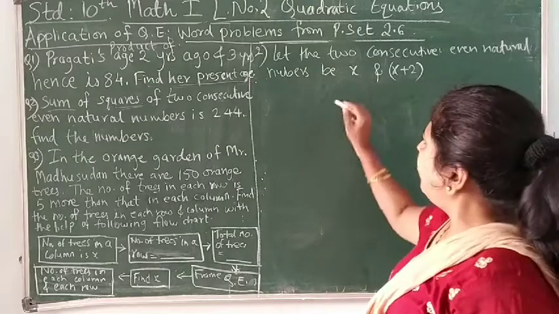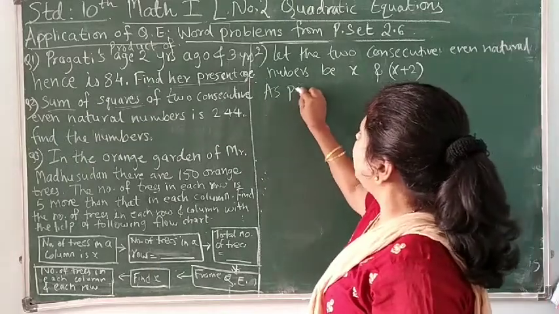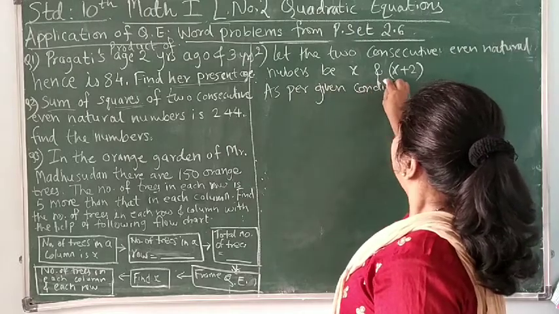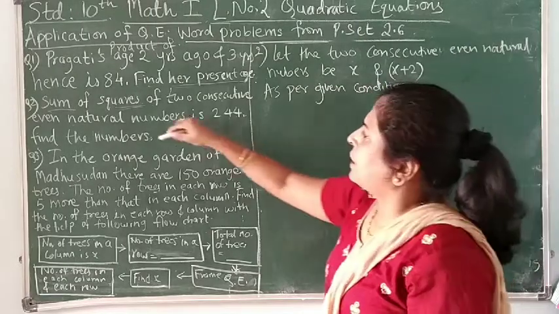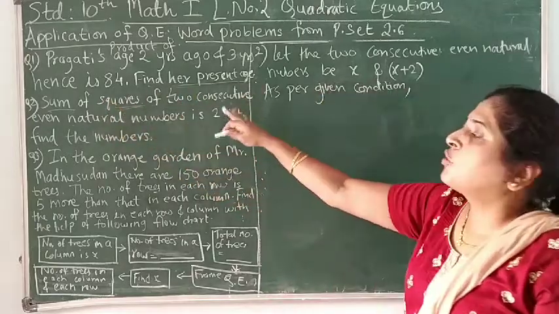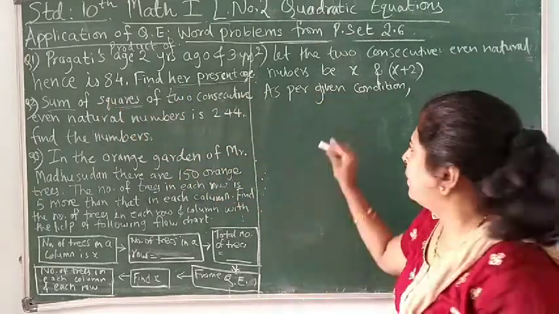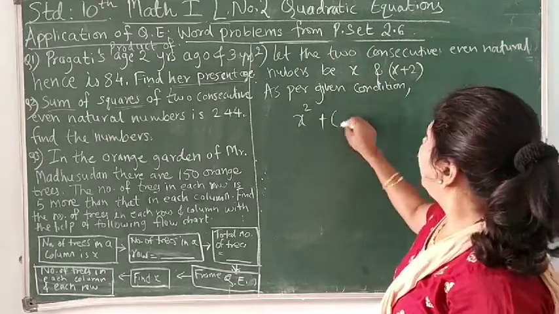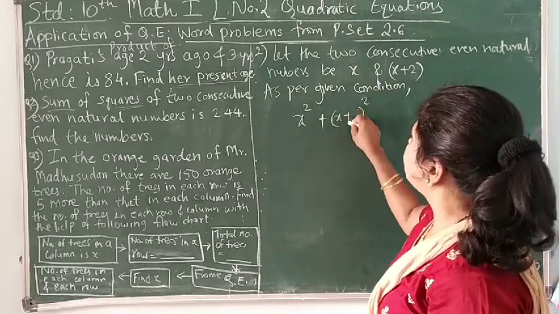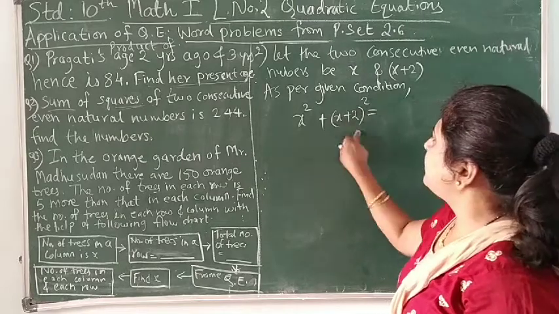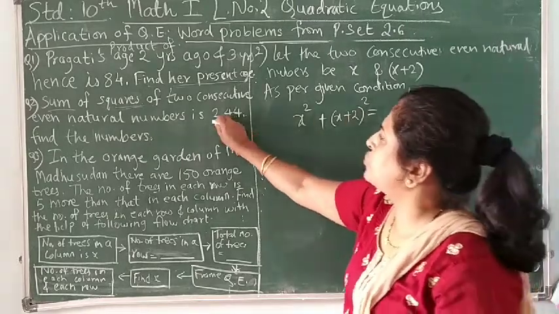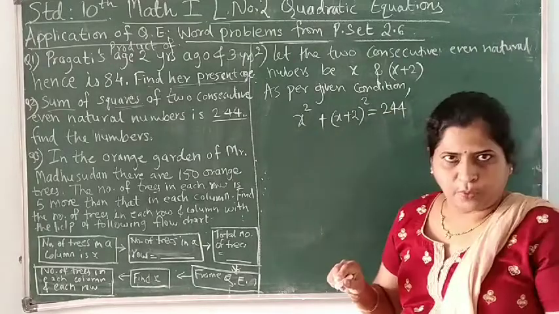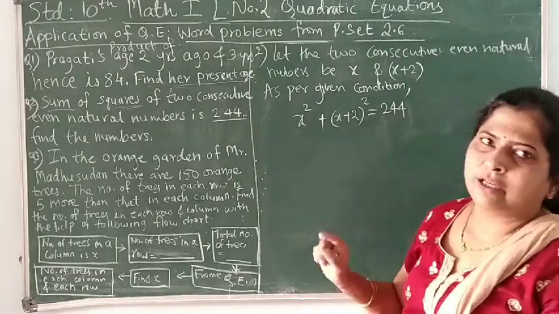Okay. Now, as per the given condition, what is our condition? Sum of squares of these two consecutive even natural numbers. So it is the sum of the square of the first number and the square of the second, that is x plus 2. The sum of these two squares is 244. Okay. So we have framed this equation. Now we will solve this to get the answer.